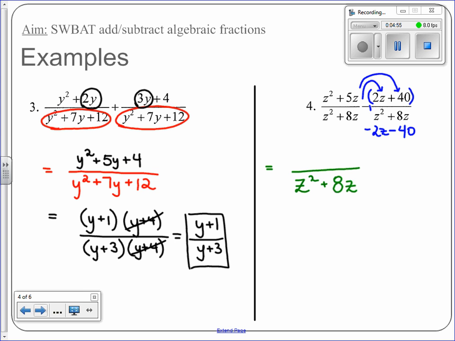So we're going to then combine like terms just as we saw before. Well, the only like terms that these two numerators have are these guys. When combined, we create a numerator of z squared plus 3z minus 40. And just like before, no difference. To get our final answer, we're going to look to factor.